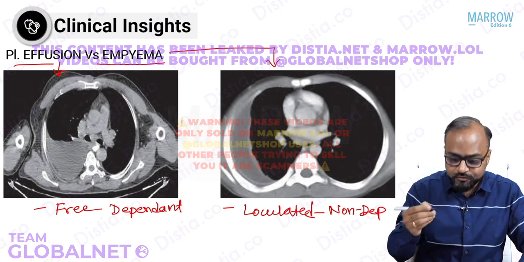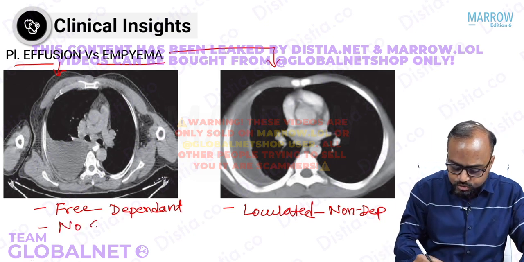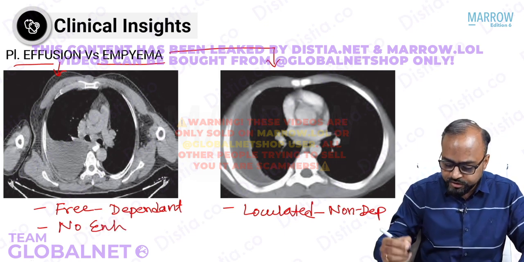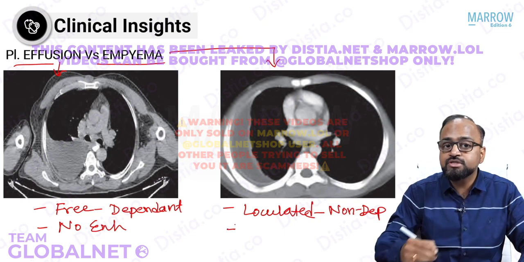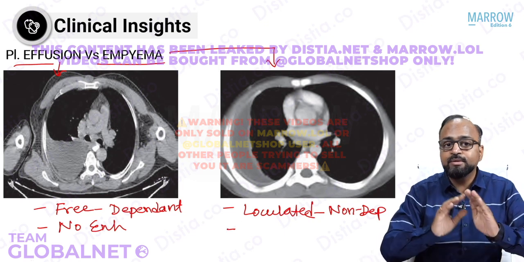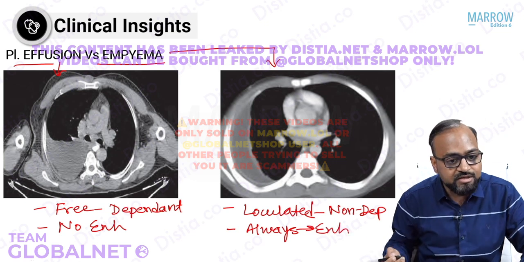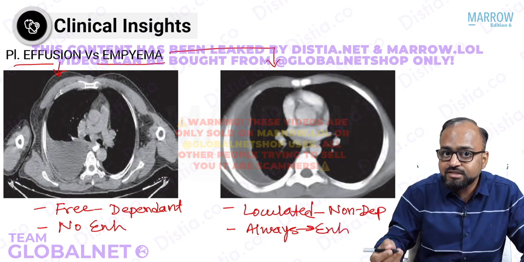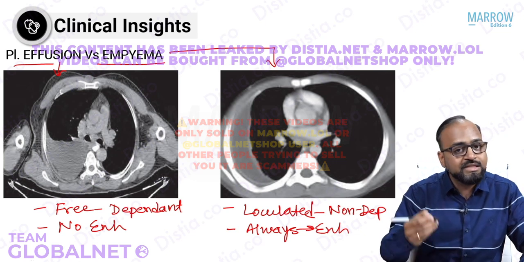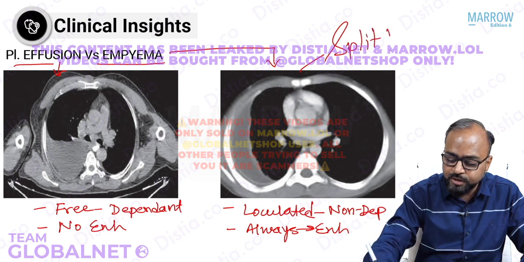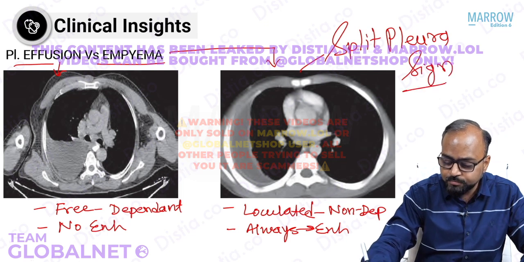As I told you, in pleural effusion, in most cases, there is no enhancement when you inject contrast. But in cases of empyema, because it is pus, it is loculated, and there is inflamed pleura around it, this pleura always shows enhancement. So there is always enhancement seen. And this enhancement gives rise to a typical appearance, a named sign in empyema, and that is called the split pleura sign. What is this split pleura sign?